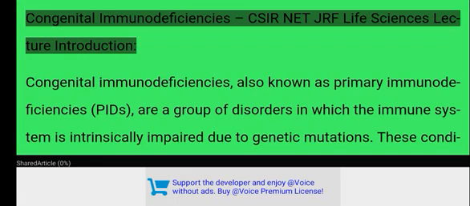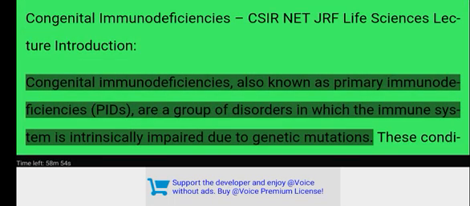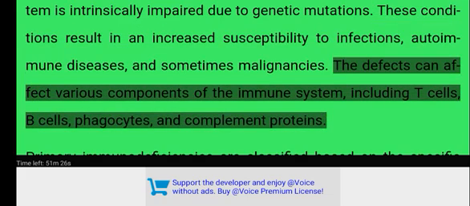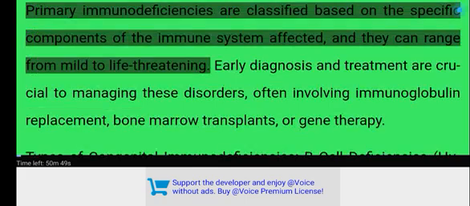Congenital immunodeficiencies. CSIR-NET JRF Life Sciences lecture introduction. Congenital immunodeficiencies, also known as primary immunodeficiencies (PIDs), are a group of disorders in which the immune system is intrinsically impaired due to genetic mutations. These conditions result in an increased susceptibility to infections, autoimmune diseases, and sometimes malignancies. The defects can affect various components of the immune system, including T cells, B cells, phagocytes, and complement proteins.